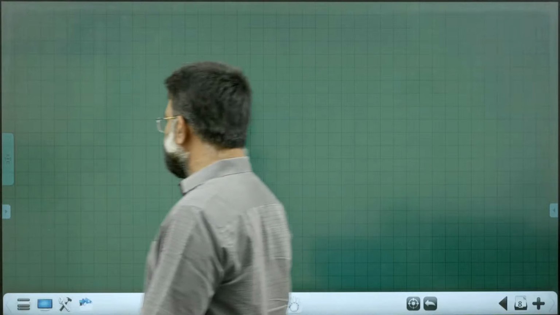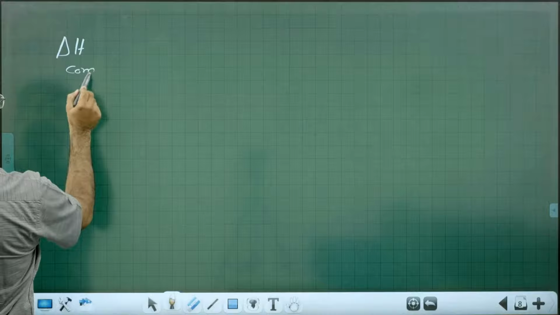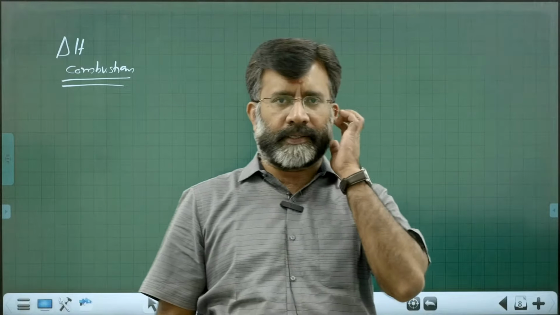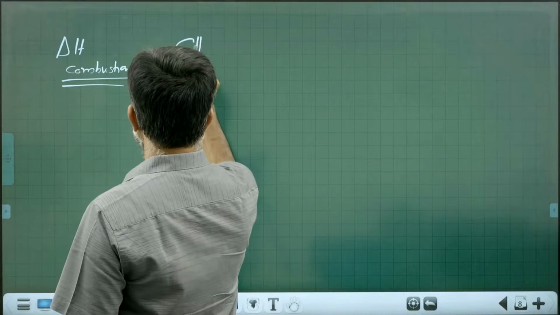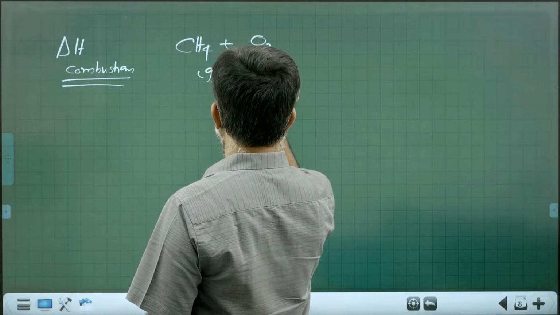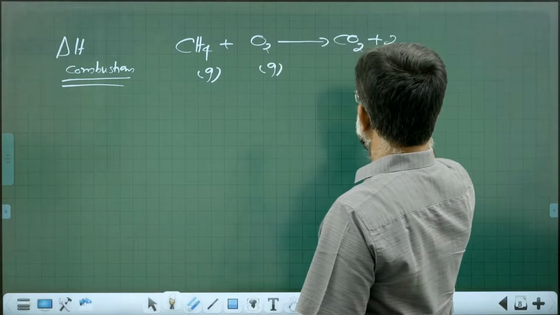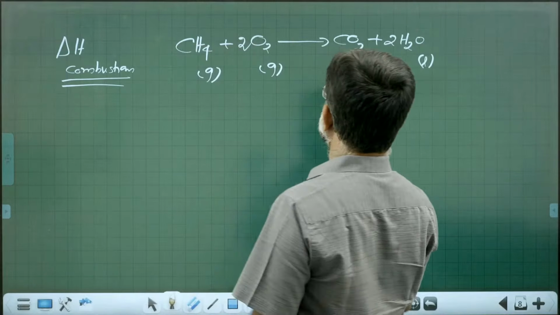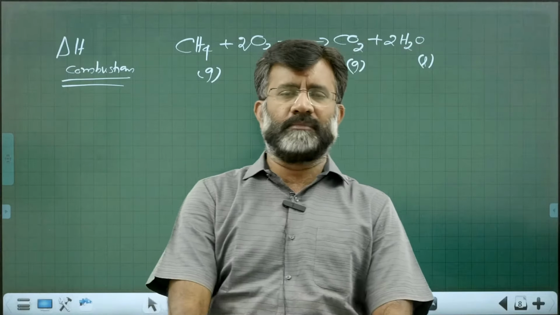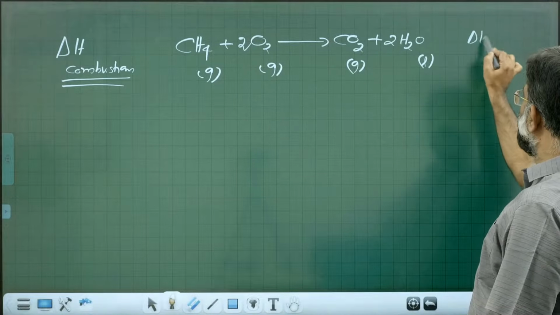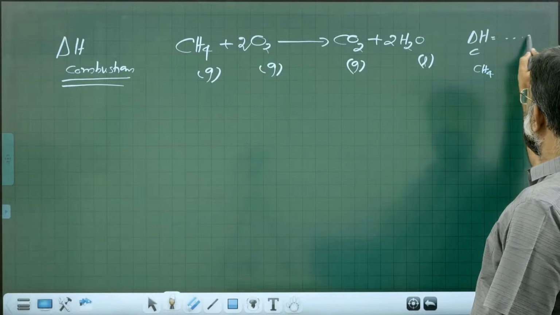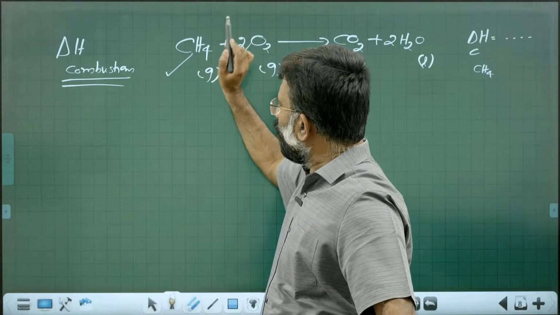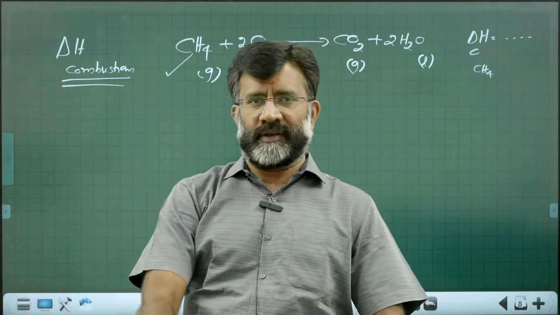Next is enthalpy of combustion, delta H combustion. It is the enthalpy change during the complete combustion of 1 mole of a given matter in excess of air. If you take methane in the gaseous state burned with excess oxygen, you are getting carbon dioxide and 2H2O. One is in the liquid state and one is in the gaseous state. So how many oxygen? 2 oxygen, isn't it? 2O2. This is the balanced equation for the combustion of methane, and the enthalpy change will be called the enthalpy of combustion of methane. It is the enthalpy change during the complete combustion of 1 mole of a compound in excess of air.